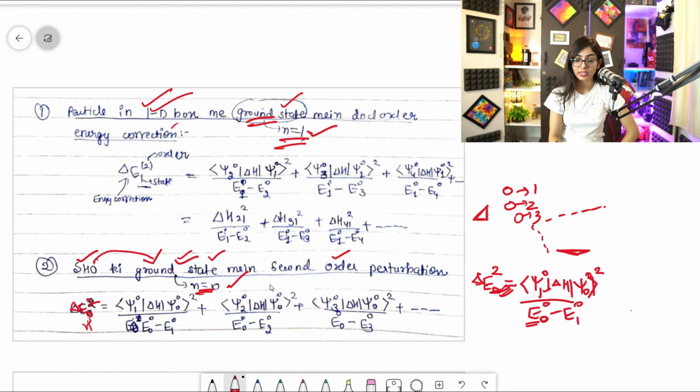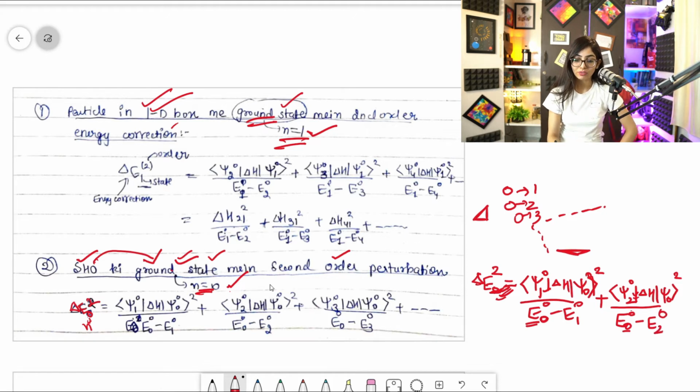Don't get confused here, guys. Don't get confused, and I'll take all other combinations like this: psi 2 naught, delta H, and psi naught again, squared, divided by E naught. Because it is asked, you are calculating this, so you will write this minus, so 2, you will write 2 0.